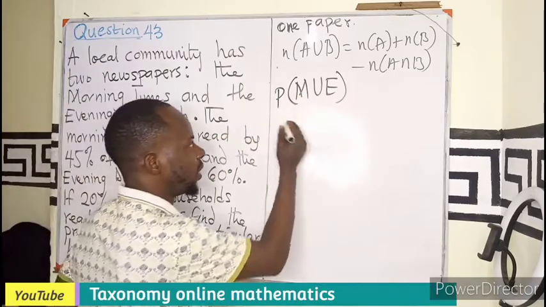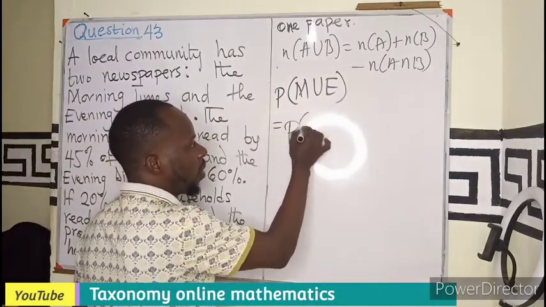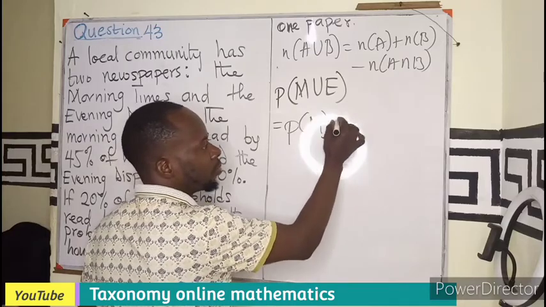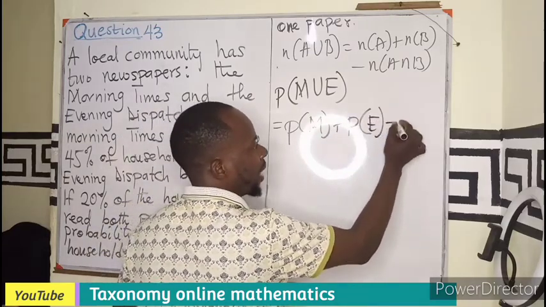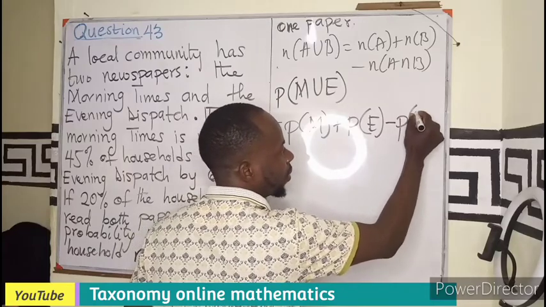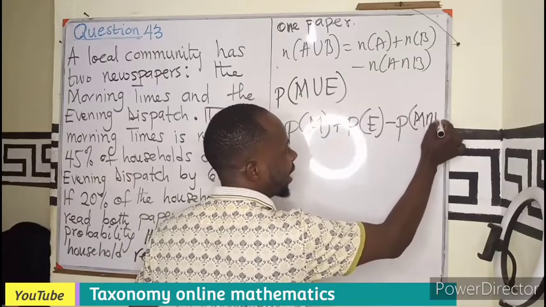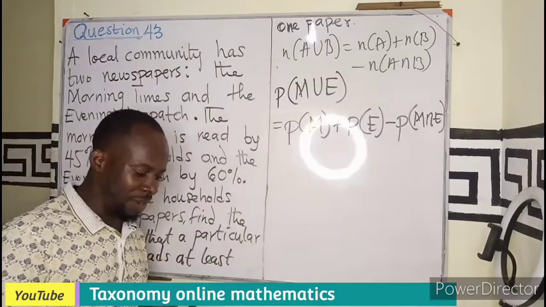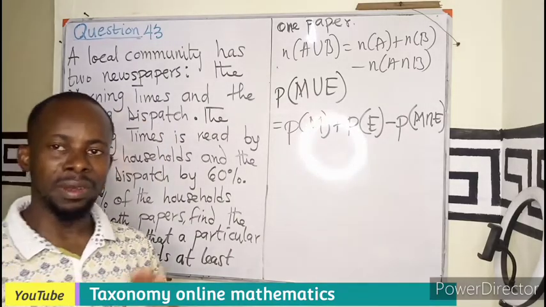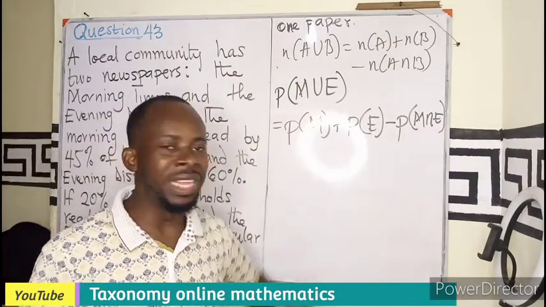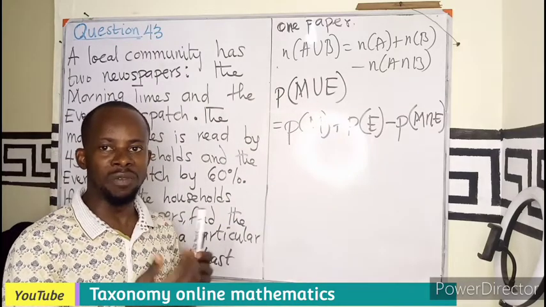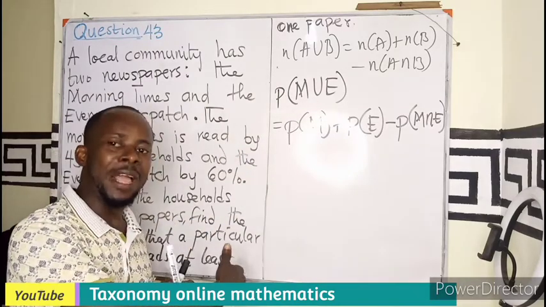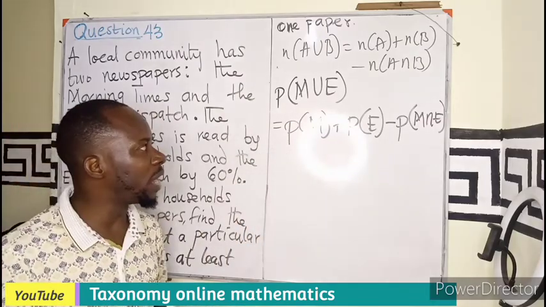If I'm looking for at least, it means I'm referring to either morning or evening or both. So that is going to be the probability of the morning plus that of the evening minus the probability of morning and evening. And in probability, and means multiplication, so we use intersection. The U is for union. So you're referring to here, here, or both together.